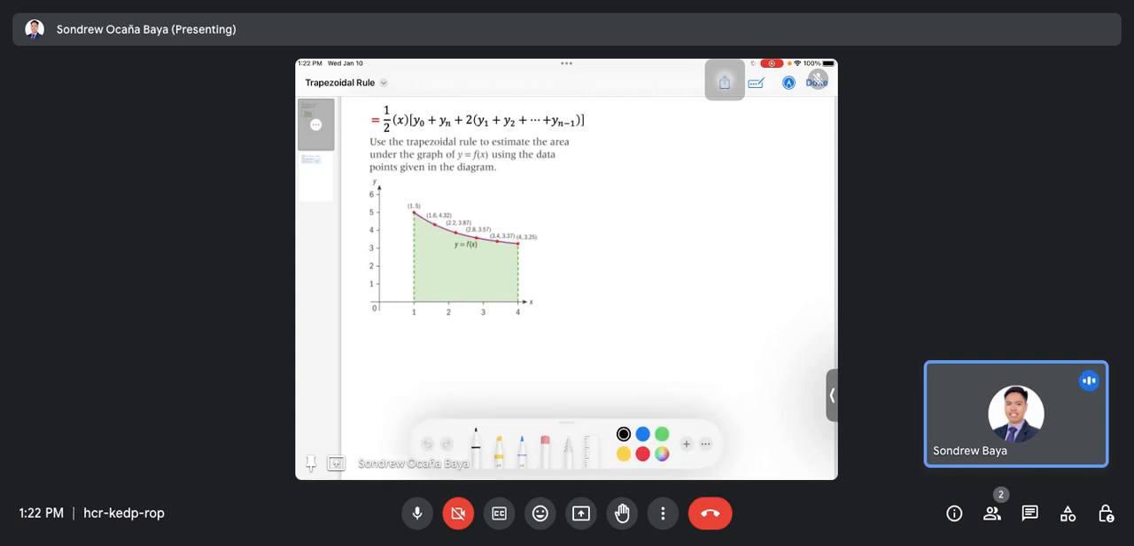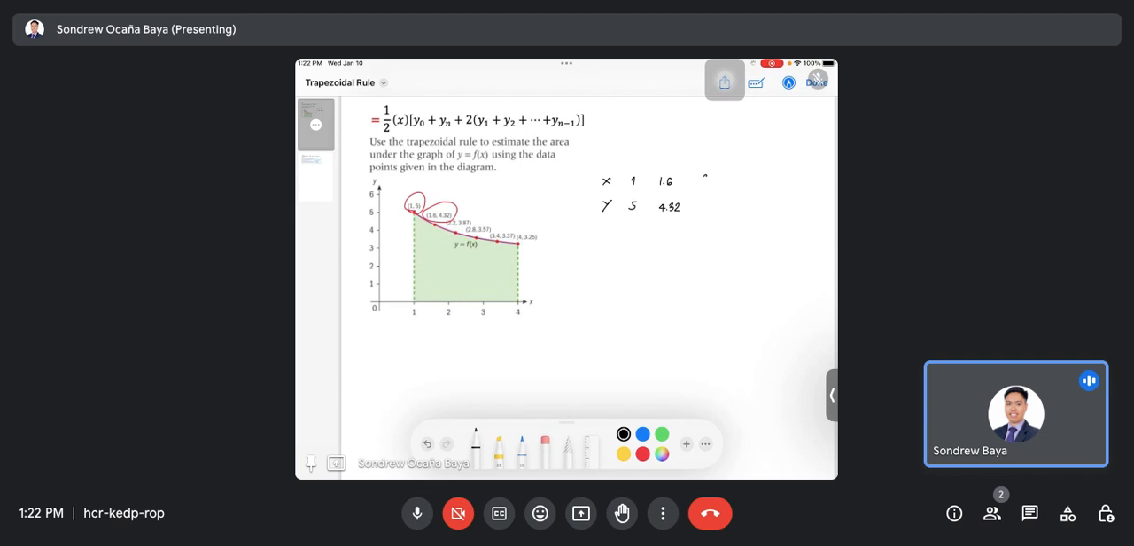All right. If you look at the first point here, we have x and we also have y. So our first point is 1 for the x and 5 for the y. Then we have 1.6 and 4.32. I'm now referring to the second point. And then just follow through.